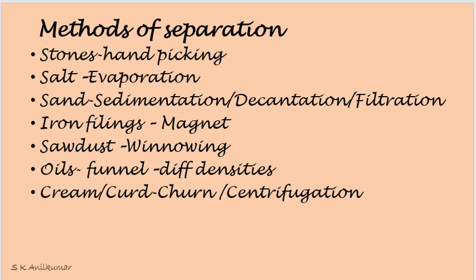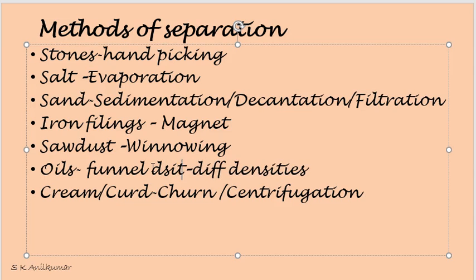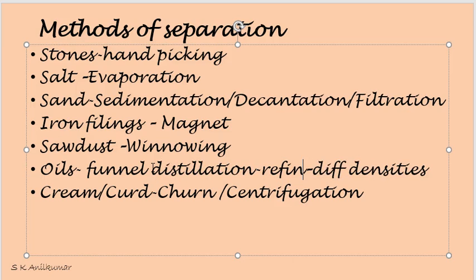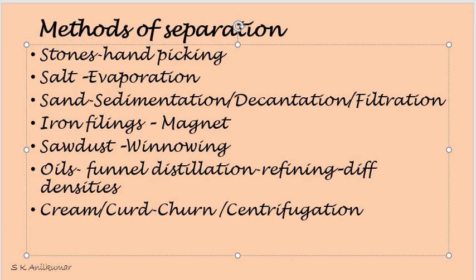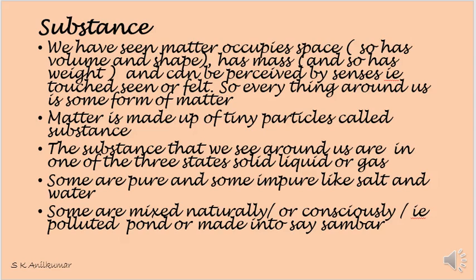You have to do a funnel distillation. It is called refining. And then, if it is a cream or a curd, you can do churning. So different materials, based on their properties and the components of the mixture, will have different methods of separation. Thank you for listening. We will quickly go through what we have seen in this session and close this.